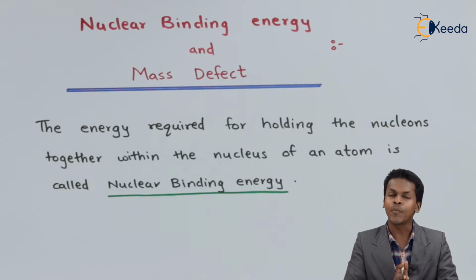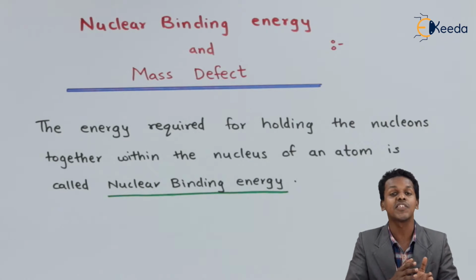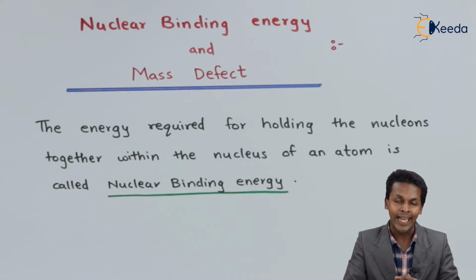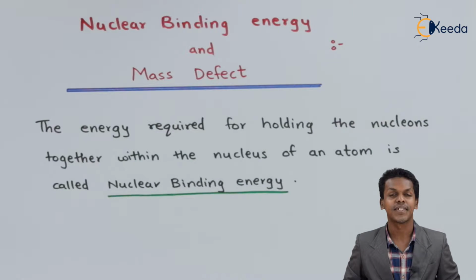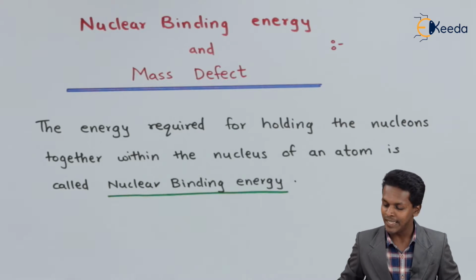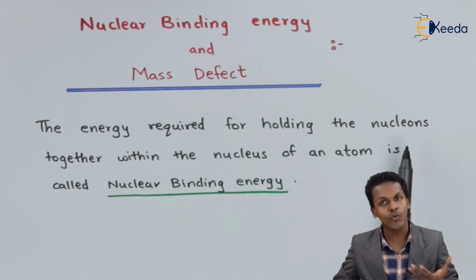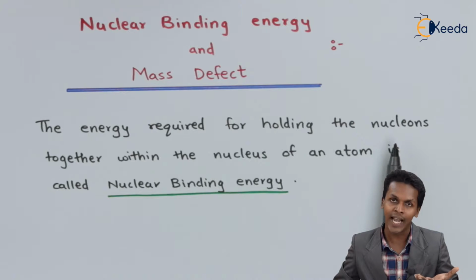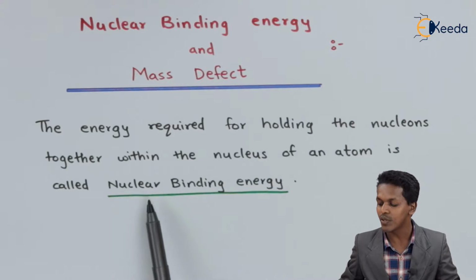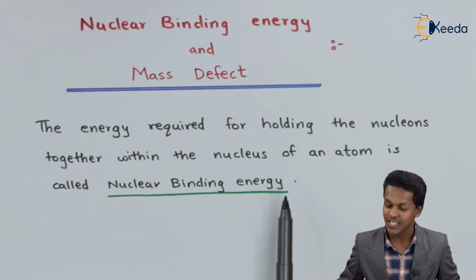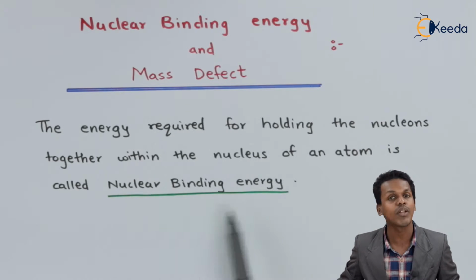So friends, in this topic I'm going to talk about the nuclear binding energy and the mass defect, and let us understand the relationship between these two. So let us first understand what actually nuclear binding energy is. The energy required for holding the nucleons, that is the proton and the neutron, together within the nucleus of an atom is called nuclear binding energy. So this is nothing but the definition of the nuclear binding energy.